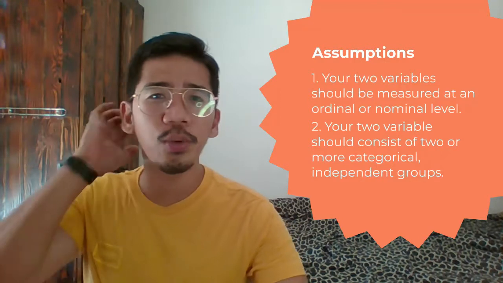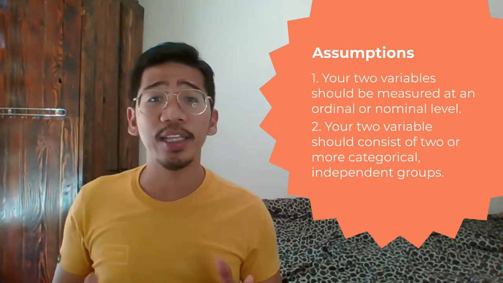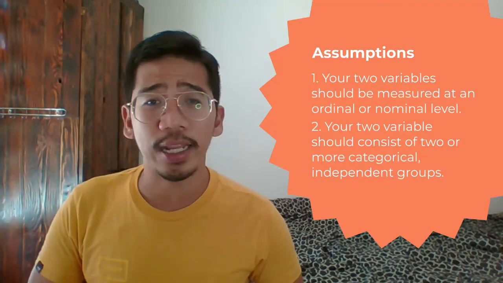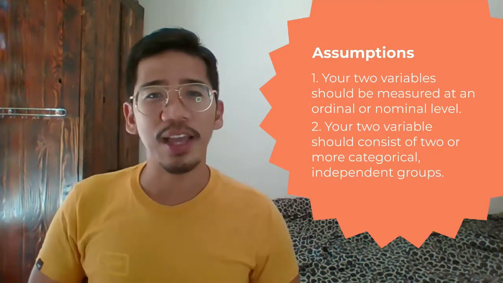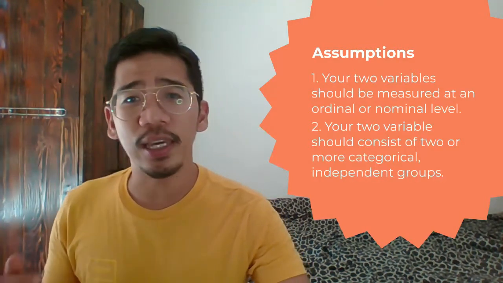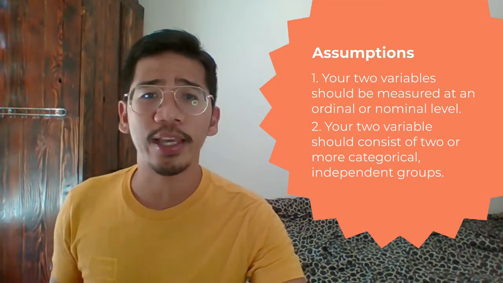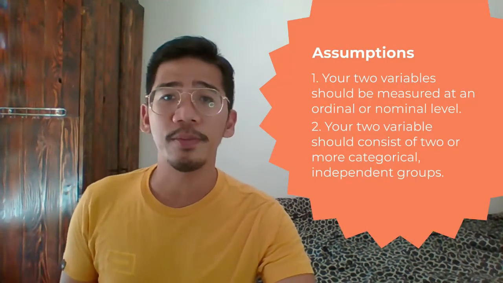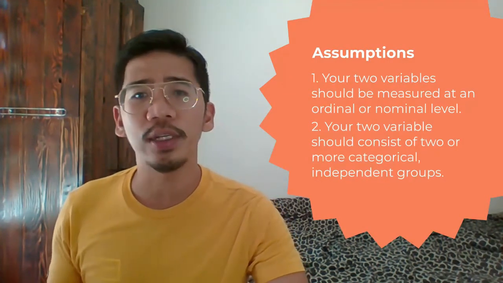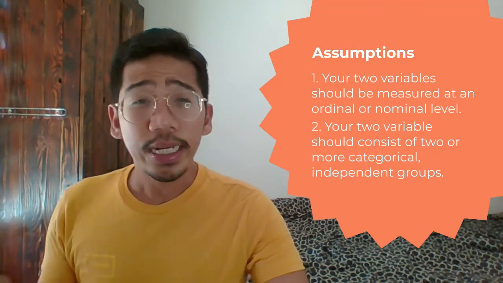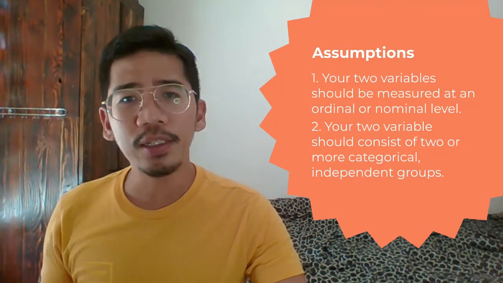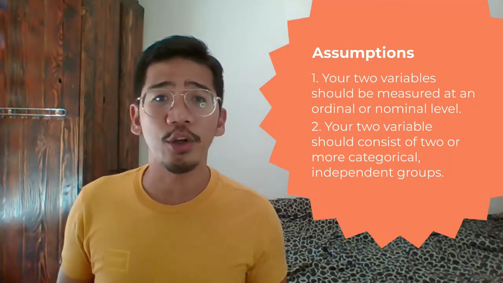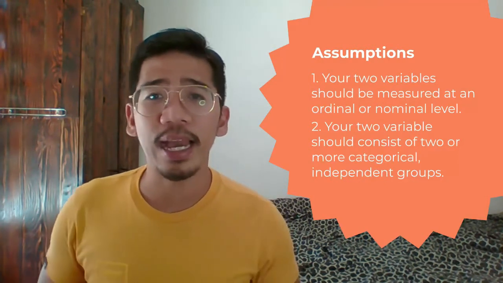When you choose to analyze your data using a chi-square test for independence, you need to make sure that the data you want to analyze passes two assumptions. You need to do this because it is only appropriate to use the chi-square test for independence if your data passes these two assumptions. If it does not, you cannot use it. First, your two variables should be measured at an ordinal or nominal level. That is, they should be categorical.